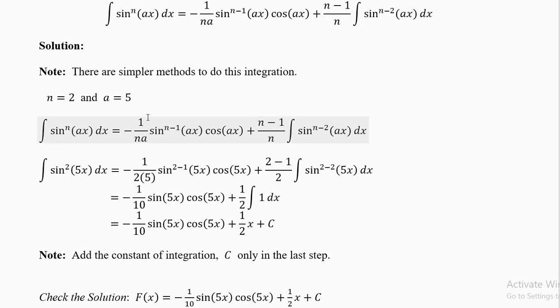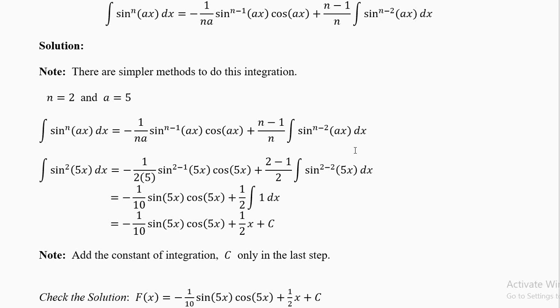What's the reduction formula? Minus 1 over na, sine power n minus 1 into cos. This is the algebraic part, which is outside the integration. Just copy it after putting the number. n is 2, a is 5. You'll get 2 into 5 is 10, minus 1 over 10. 2 minus 1 is 1, do not write that one. Sine 5x into cos 5x. This is your first term. Copy it all the time.